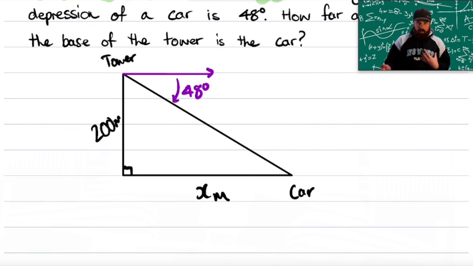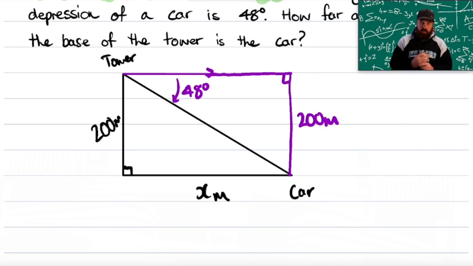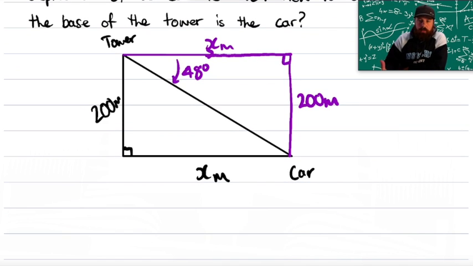For me, I'm going to continue to draw that full rectangle, because remember, we know that we can do that, our angles of elevation and depression, they'll slide to make that beautiful rectangle. That means it's 200 meters tall over here, and it's also X meters across there. Now that I've got that, let's figure out what's going on. We have an opposite side and we have an adjacent side.